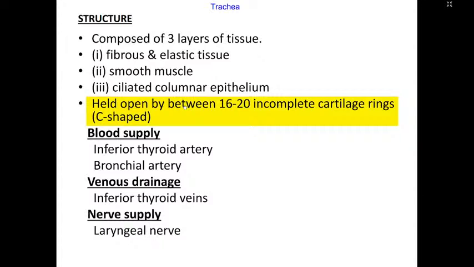So the trachea is composed of 3 layers of tissue: fibrous and elastic tissue, then smooth muscle, then inside there is ciliated columnar epithelium. So what is the importance of ciliated columnar epithelium? The movement of the cilia is upwards towards the oral cavity.